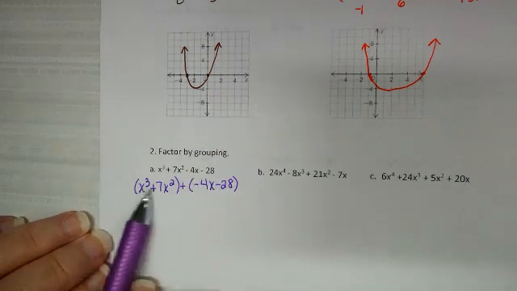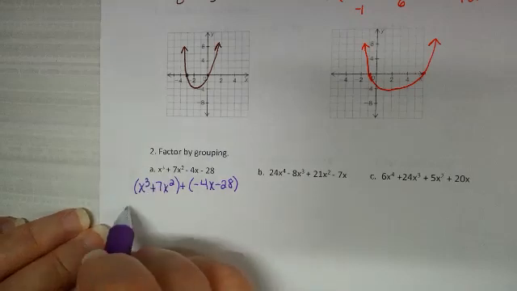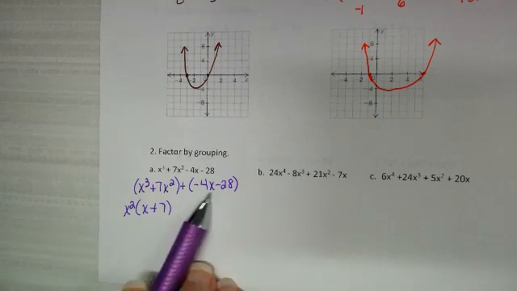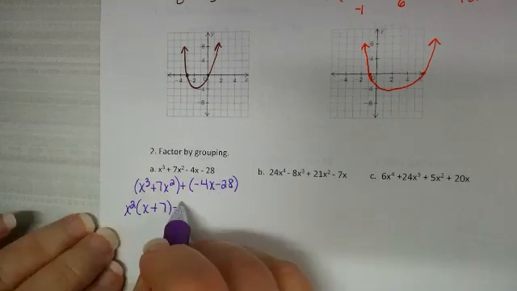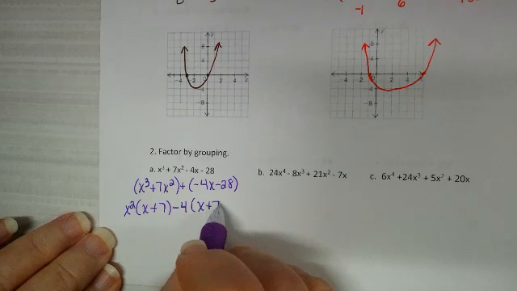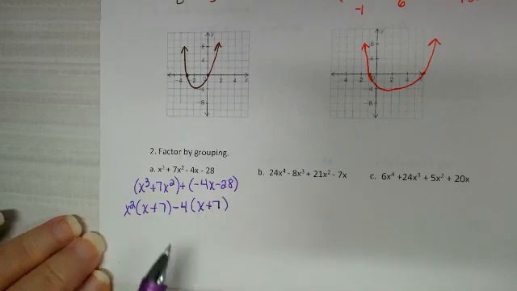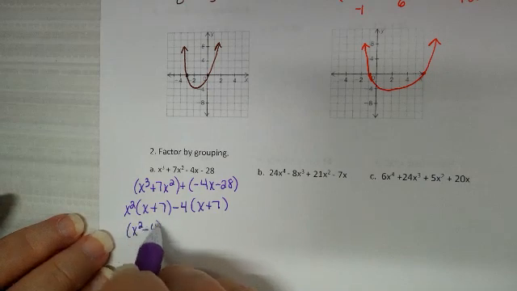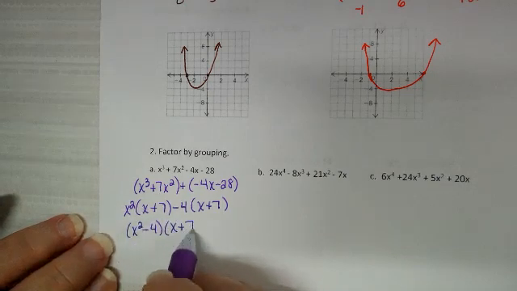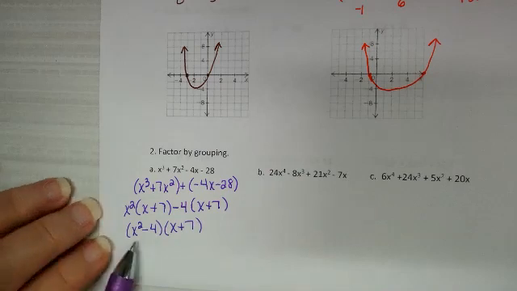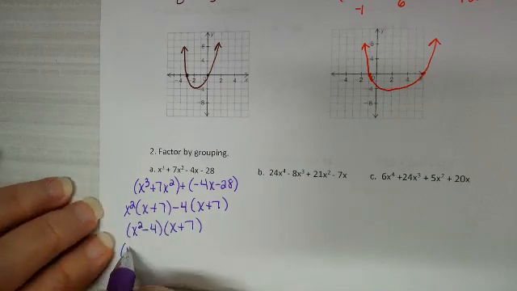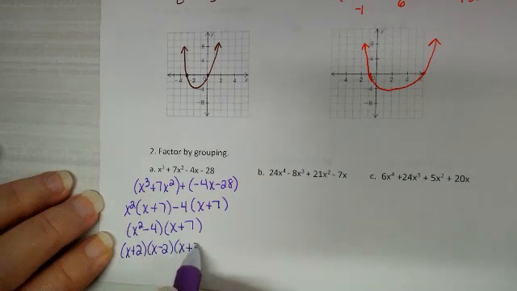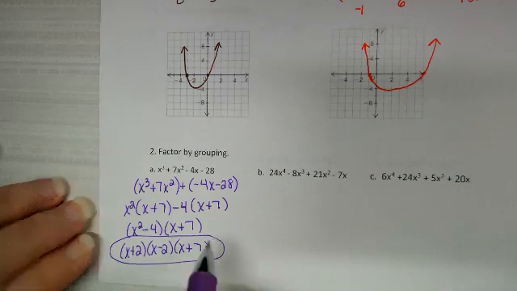Once we do our groups, we take out what they have in common. So these two have an x squared in common, leaving us x plus 7. These two have a negative 4 in common, leaving behind an x plus 7. So we take the ones that we factored out, x squared minus 4, and then we take the one that they had in common, x plus 7. And notice this can factor further. So it's x plus 2, x minus 2, that's our difference of squares, and then the x plus 7.